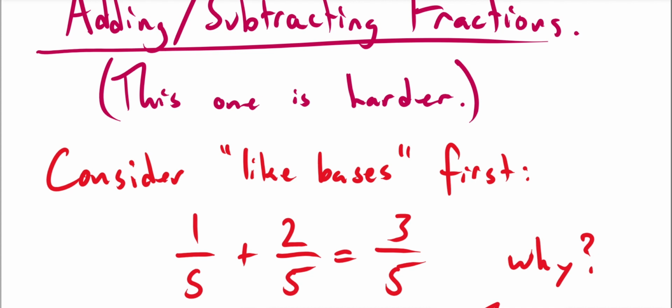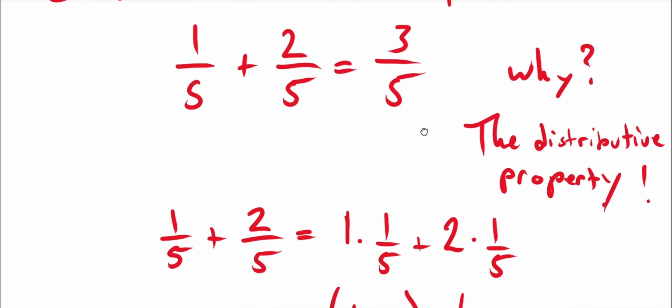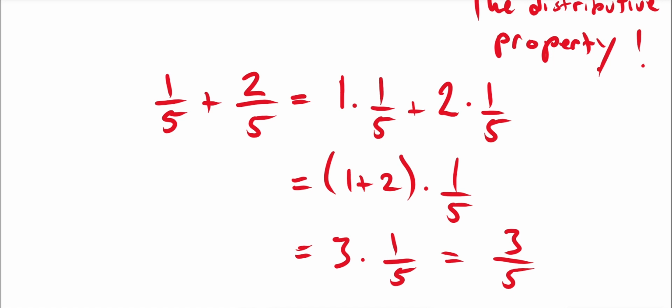Yes, I know you're familiar with pieces of pie. Cut the pie up into 5 pieces. One of them plus 2 of them is 3 of them. Yes, yes, yes. But why algebraically is this the case? Can you think of a reason? If you answered the distributive property, you're correct. Because check it out. 1 over 5 plus 2 over 5, that's just 1 times 1 over 5 plus 2 times 1 over 5. We know how multiplication and addition play together. If I'm multiplying by a common term, I can factor it out. That's the distributive property in reverse. Then I just have 1 plus 2 times this thing called 1 over 5. That's 3, of course, times 1 over 5, which by the definition of a fraction is 3/5.